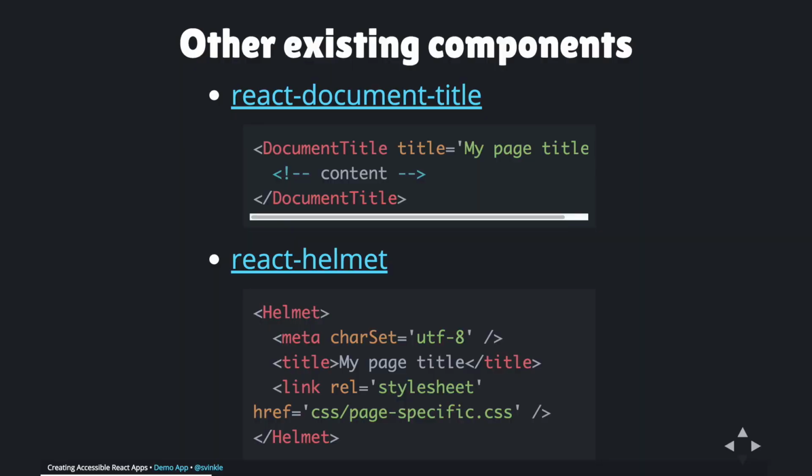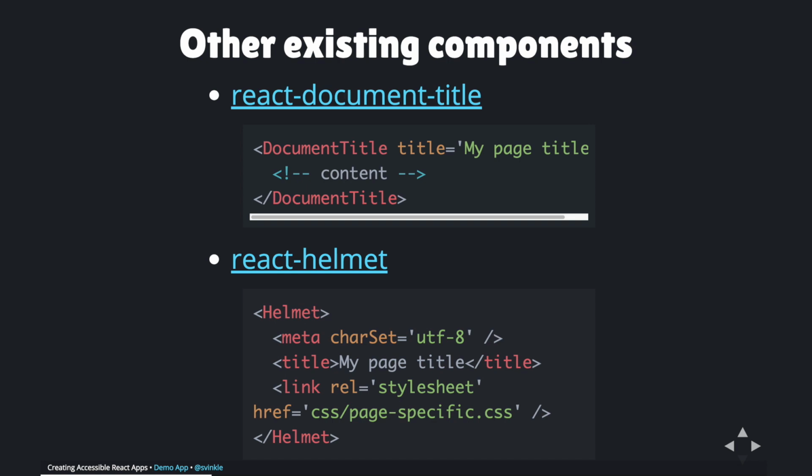And I also felt like it would be worth mentioning a few other pre-existing components that other developers have made. These components can be included in your site or your app via NPM. So for example, here, the first one is called React Document Title. This can be used by wrapping your component with a document title component. Then you would add a title prop and set its value to the desired page title.